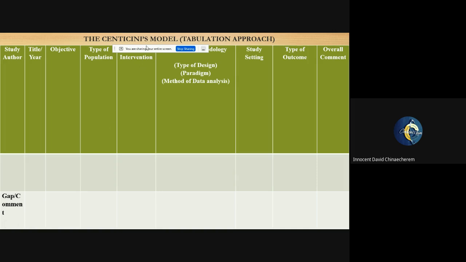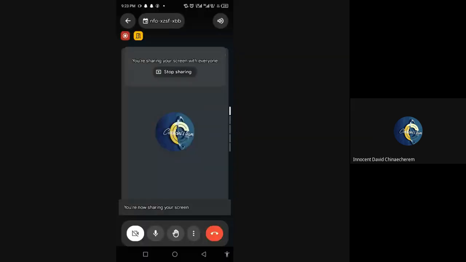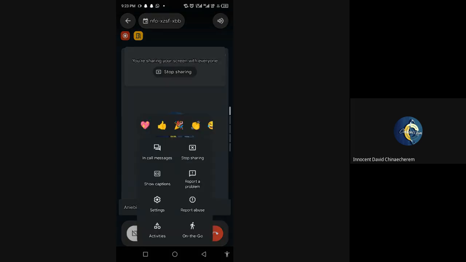So we call it the Sentinels model for identification of systematic review. That's a systematic review gap. We call it the tabulation approach, right? So here we have the study author, the title, year, we have the objective, we have the type of population, the type of intervention, the approach, the studied setting, the type of outcome, and the overall comment.